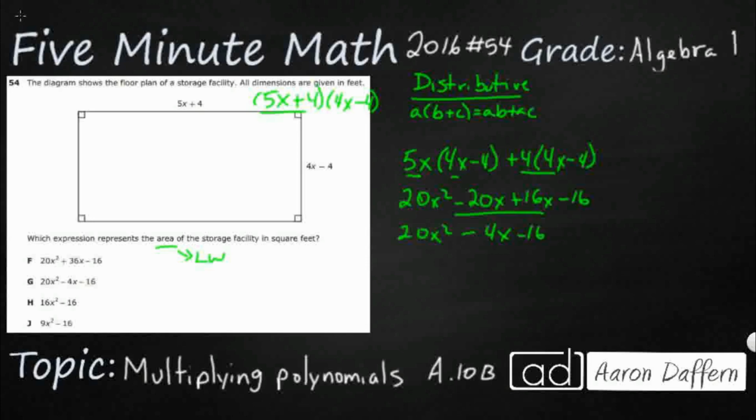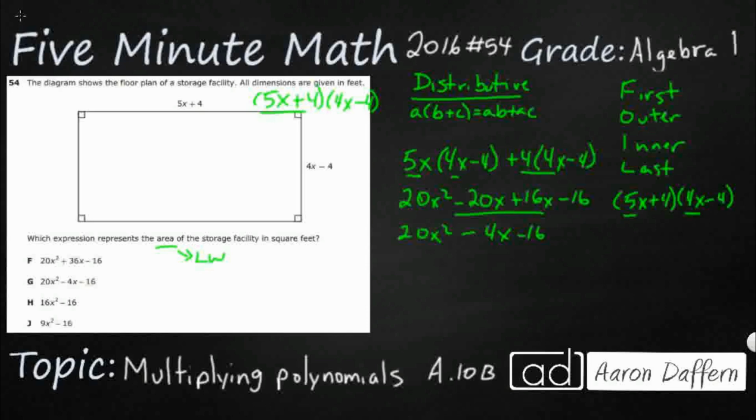Most of you probably thought I was going to start with FOIL. FOIL is just a shortcut of the distributive property. If you want to do FOIL, go for it. It stands for first, outer, inner, last. And so what we do is we take our binomials here. It only works when you're multiplying binomials, FOIL. But a lot of times you will need to do that.